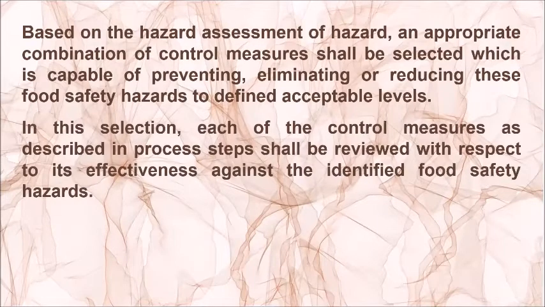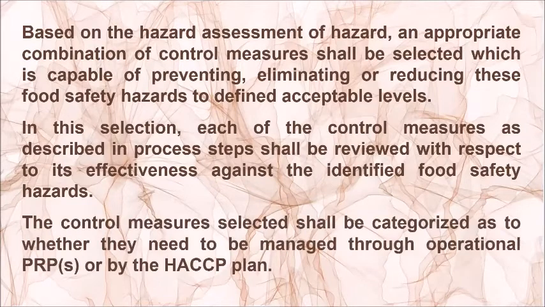In this selection, each of the control measures as described in the process shall be reviewed with respect to its effectiveness against the identified food safety hazard. What this means is you will review whether, by applying this particular control measure, I am going to successfully remove or eliminate the hazard completely. Is it going to work? And if it is going to work, how am I going to do it? It will be done, and you need to record and document this particular step, to ensure that you're getting the right kind of outcome.